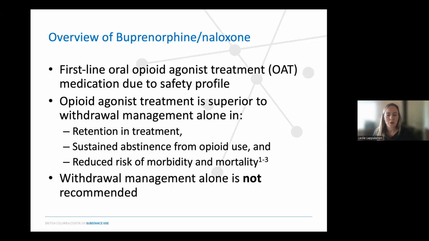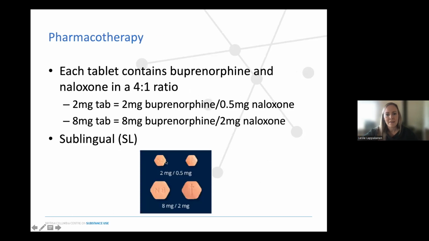Individuals can lose their tolerance to opiates really quickly. And if we don't put them on OAT, the risk of relapse to illicit opiate use remains upwards of 90%, but we've taken away their tolerance, so they're at an increased risk of death. So withdrawal management alone is not recommended.